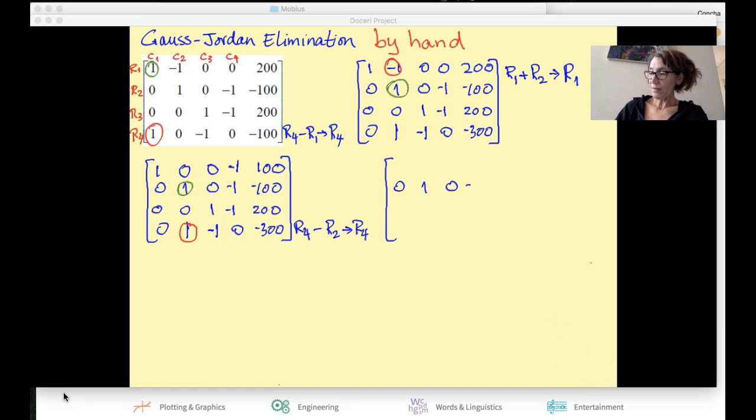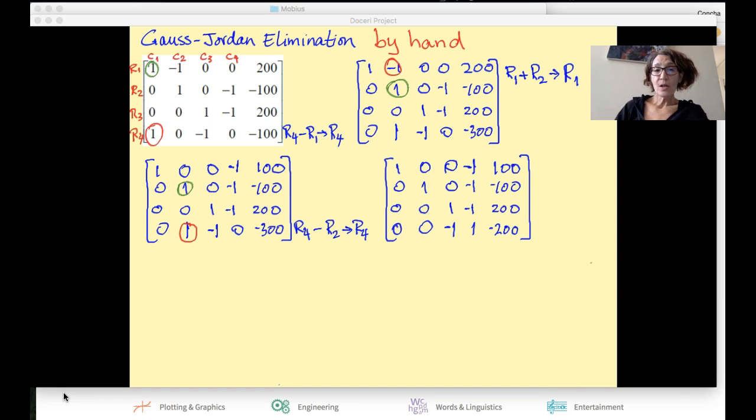So I'm going to recopy the rest of the matrix. The only row that's going to change is row 4. So the first entry in row 4 is going to be 0 minus 0, which is 0. And then the second entry is 1 minus 1, which is 0. That was the one that we needed to knock out. Third entry is negative 1 minus 0, which is negative 1. Then we've got 0 minus negative 1, which gives me positive 1. And then negative 300 minus negative 100 is negative 200.